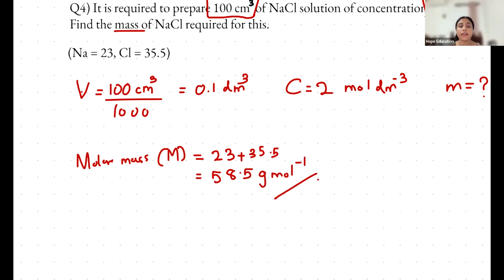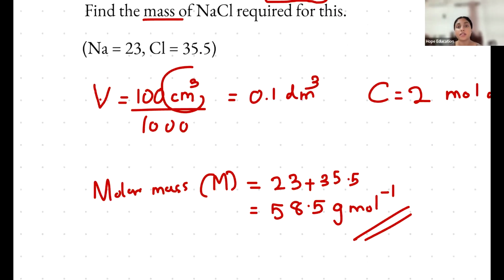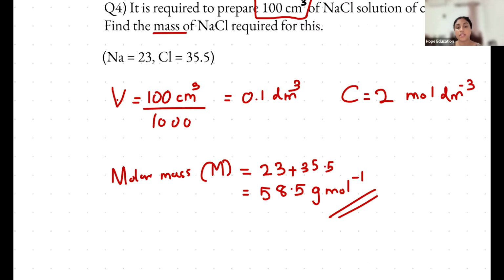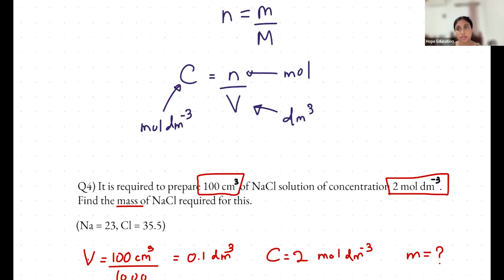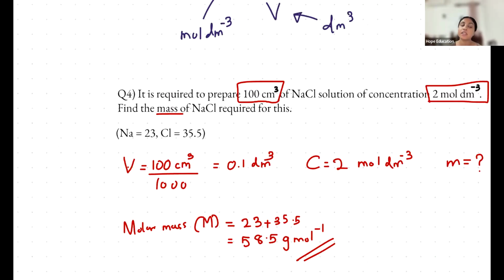The volume has to be in cubic decimeters, but here it is given in cubic centimeters. In order to convert cubic centimeters to cubic decimeters, I have to divide by 1000. Okay?